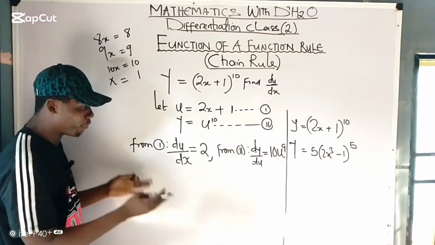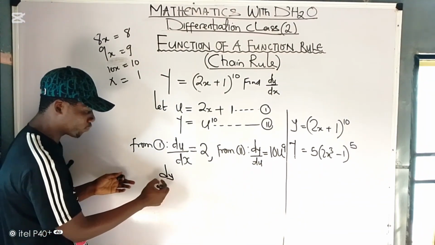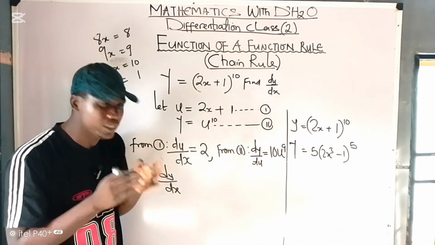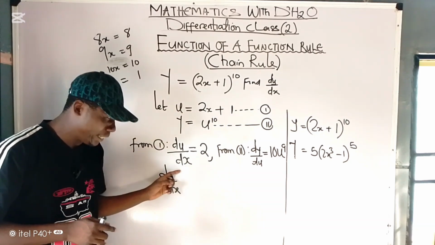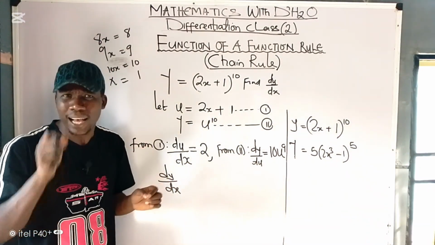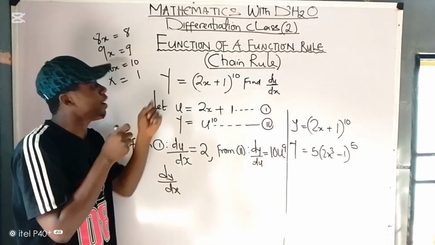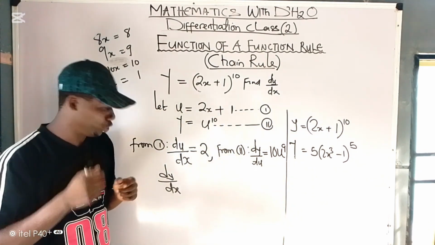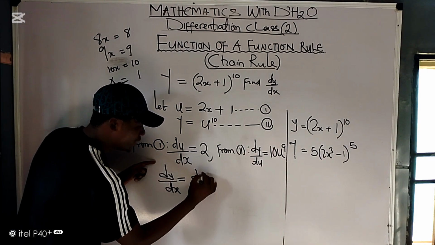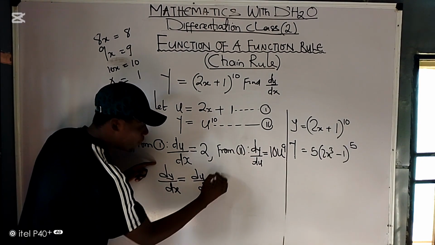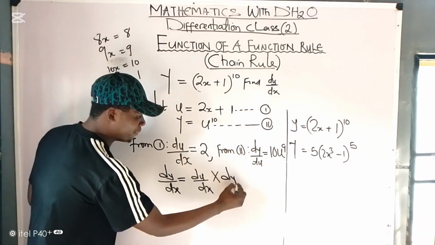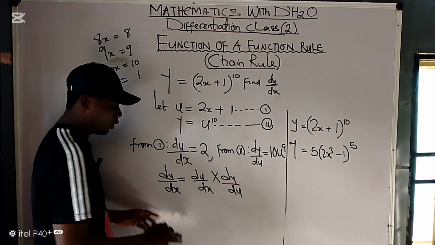dx, dy over dx will give us dy over dx, which is what we were told to calculate, is the product of du over dx multiplied by dy over du. That's the step involving what? Function of a function rule, or chain rule. So dy over dx is equal to the first guy, which is du over dx, multiplied by the second guy, which is dy over du. So dy over what now? du. So that's the step.